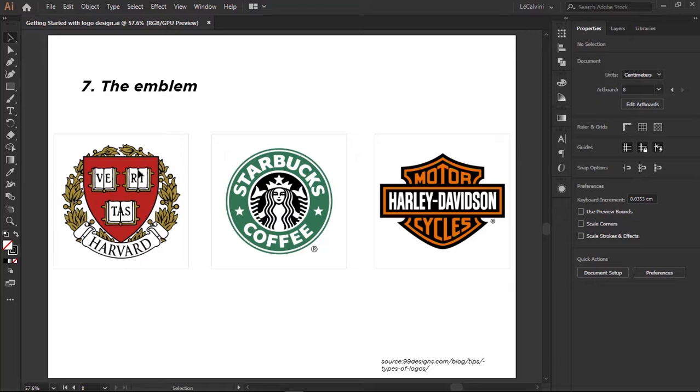I used to confuse these emblem logos with abstract ones, because you see these flowers and all that stuff, and it kind of looks abstract, but it's actually not. So I guess this is it for now.